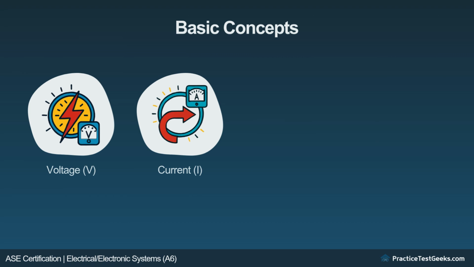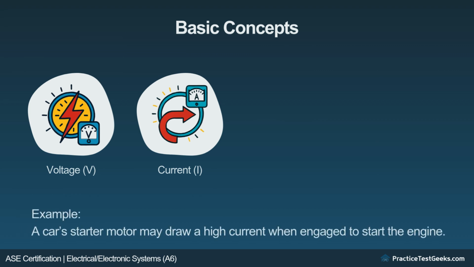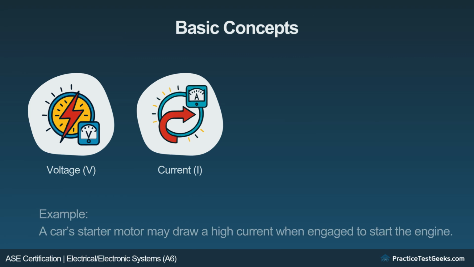Current. Current is the flow of electric charge through the circuit, measured in amperes. It represents the quantity of electricity flowing. Example: a car's starter motor may draw a high current when engaged to start the engine.